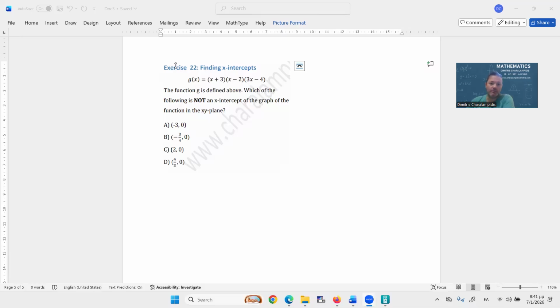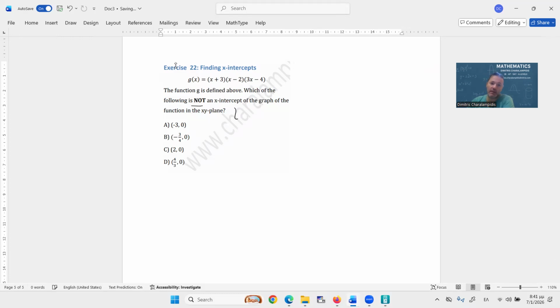Exercise 22. It's an exercise that involves finding x-intercepts of a function. The function g of x is defined above as the product between x plus 3, x minus 2, and 3x minus 4. Which of the following is not an x-intercept of the graph of the function in the xy plane?